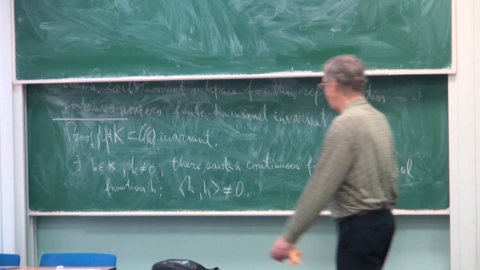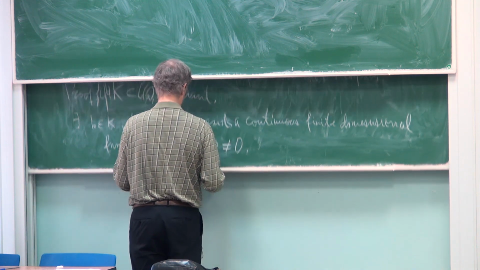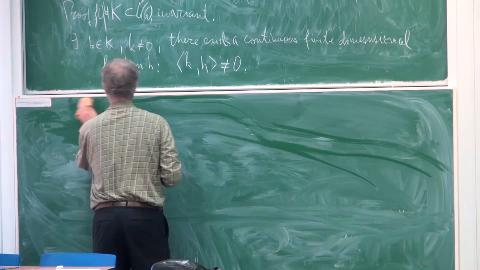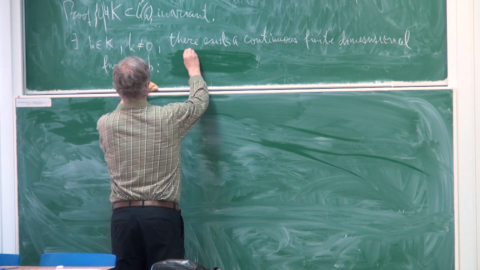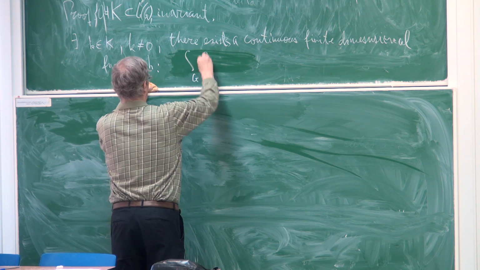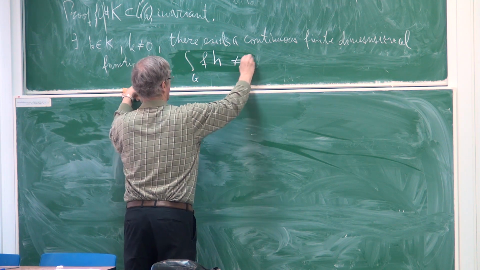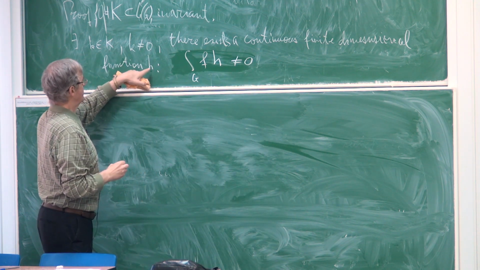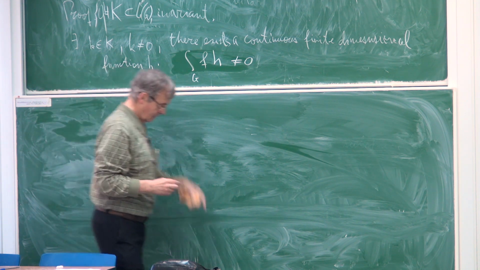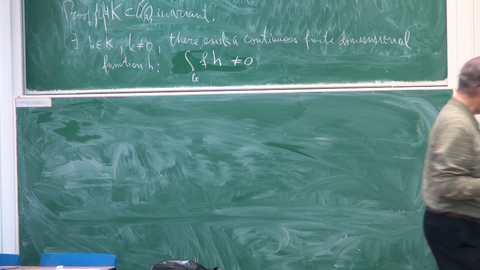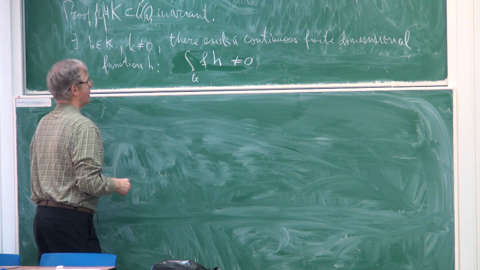Or even let me write it in this way: integral over G of k h is not equal to 0, because the set of such functions is dense in L2 and also in C on G, so we may write it in this way without a bar here. I don't want to have a scalar product here.